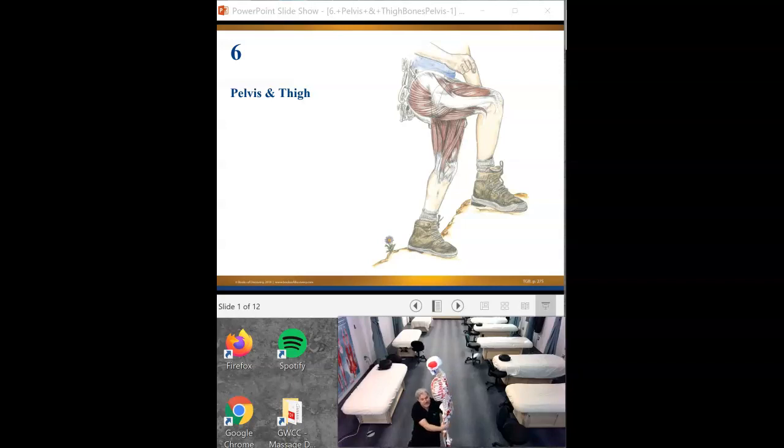And they actually fuse together at the hole where your femur hooks in. This hole is called your acetabulum.